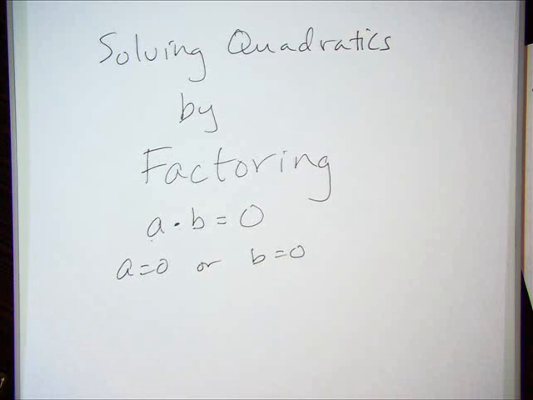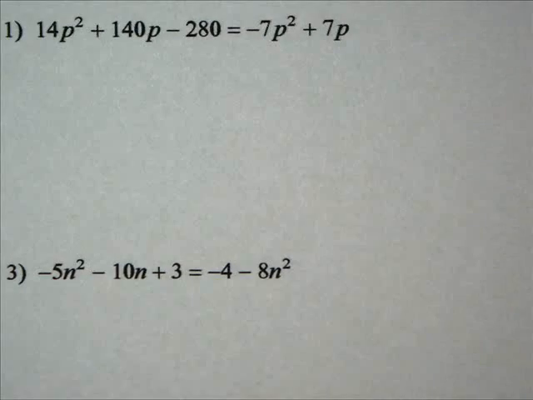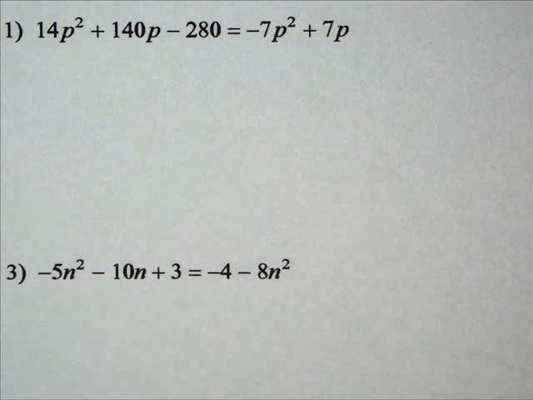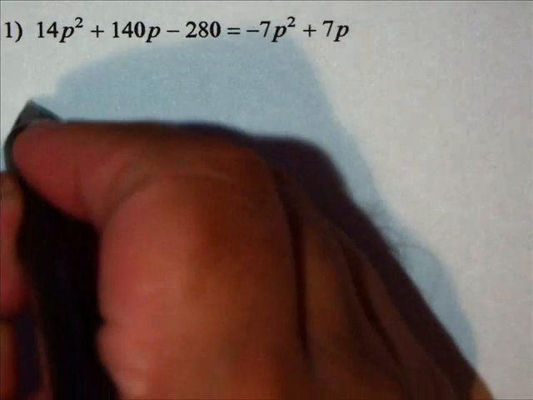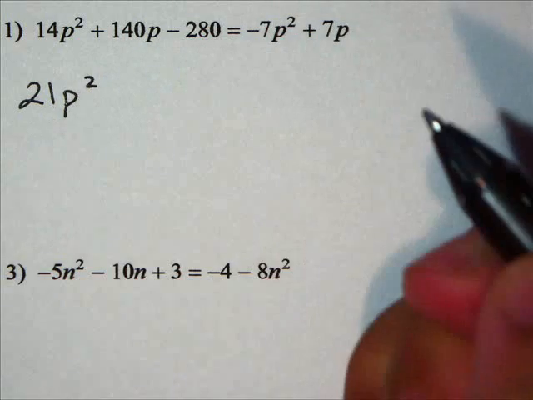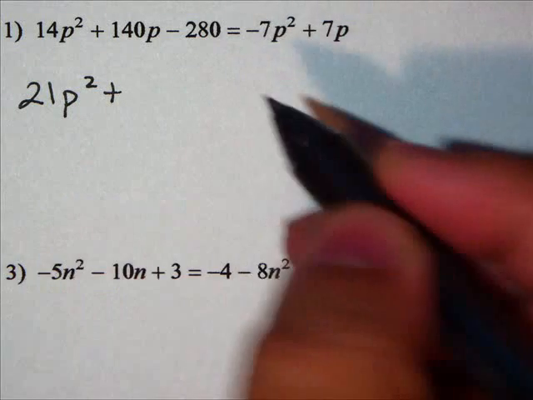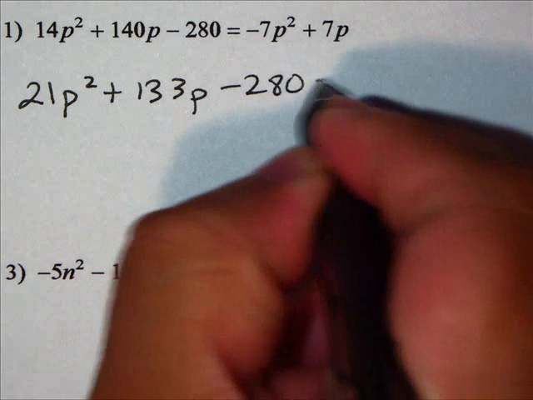I'm going to do a couple problems from the worksheet. Let's see if we can zoom in here. Alright, number 1. First thing you want to do, remember the whole idea was based on the product of factors equaling 0. Well, that's not it. So what we've got to do is move everything to one side. I'm going to move the 7p squared over here. That'll be 21p squared. Move the 7p over. That'll be plus 133, because I'm subtracting. Minus 280 equals 0.